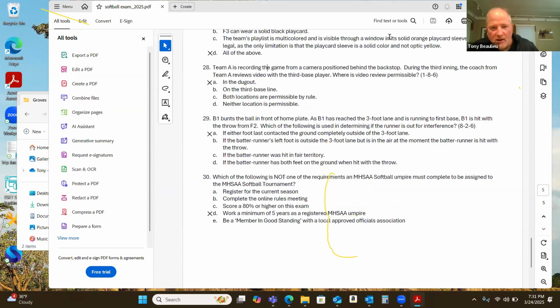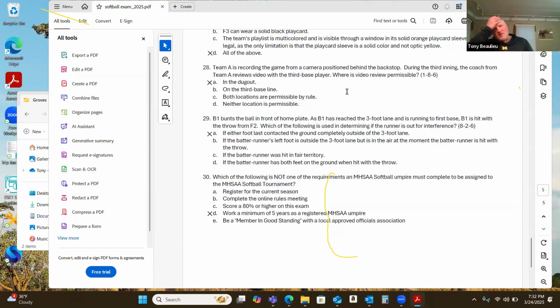29, B1 bunts the ball in front of home plate. As B1 reaches the 3-foot lane and is running to first base, B1 is hit with the throw from F2. Which of the following is used in determining if the runner is out for interference?